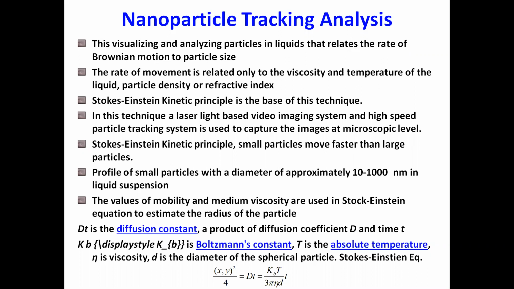So Dt is the diffusion constant. There is a product of diffusion coefficient D and time t. This is the product of diffusion constant with time t. And this kB is the Boltzmann constant, and T is the absolute temperature. Eta is the viscosity, d is the diameter of the spherical particle. So the Stokes-Einstein equation will be x squared upon 4 Dt, where D equals kB multiplied by T upon 3 pi eta d, multiplied by small t.